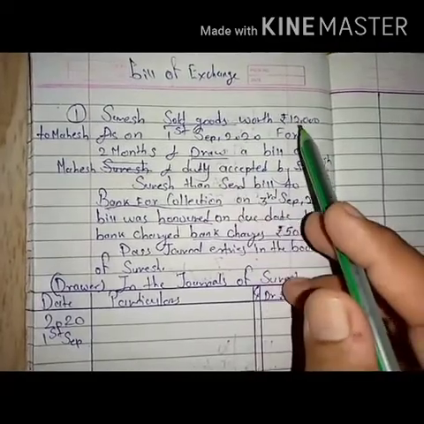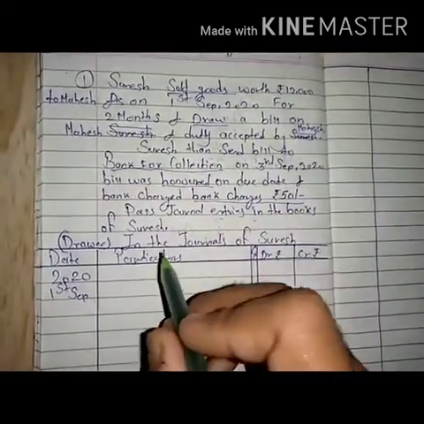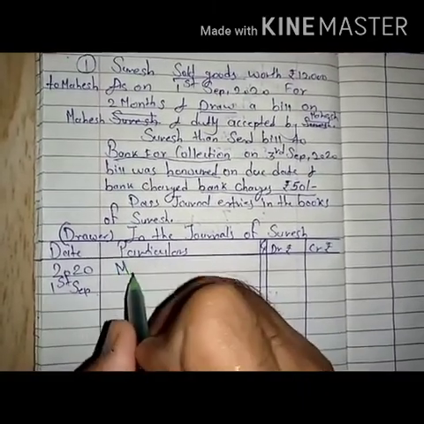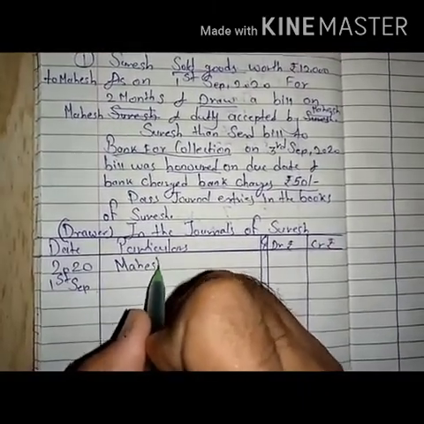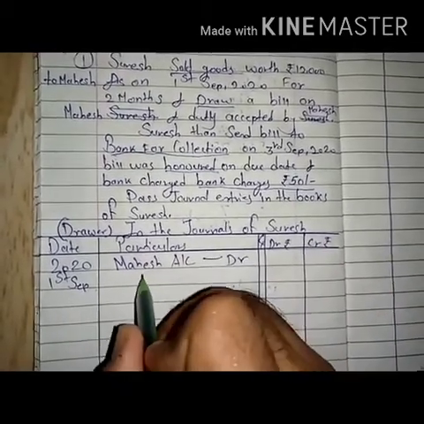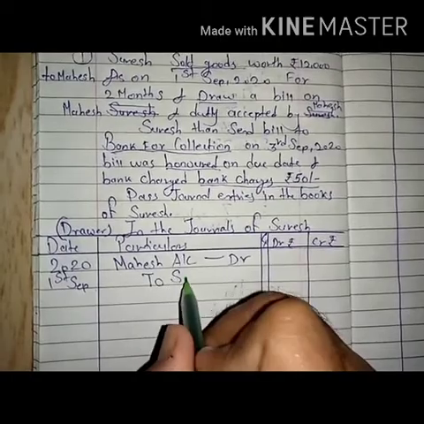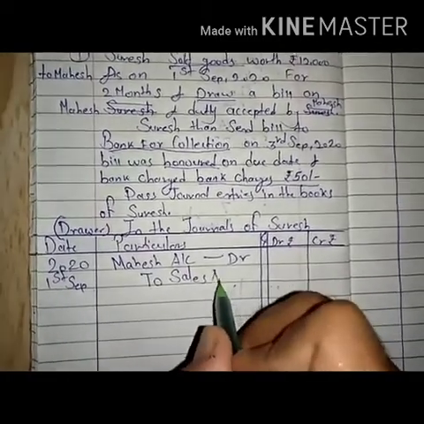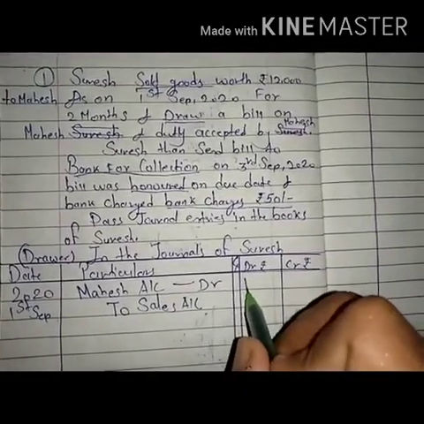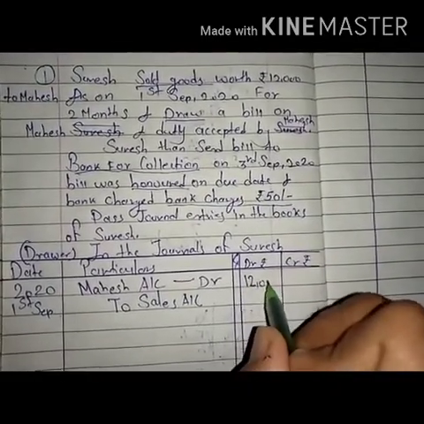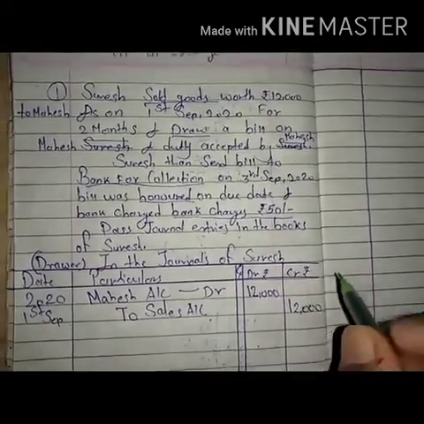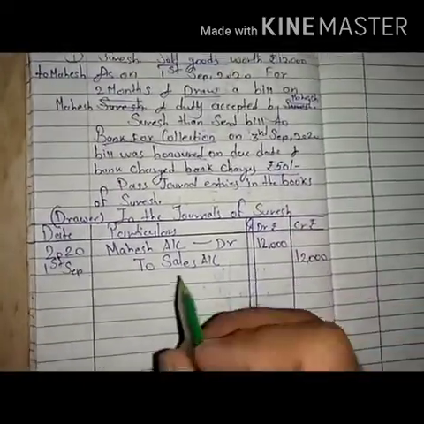So Suresh sold goods of 12,000 to Mahesh. So Mahesh receives these goods. Mahesh is a personal account, debit the receiver. So we are going to write Mahesh account debit to sales account. Sales account is the appropriate word. Don't use goods account. 12,000, because the amount is given.